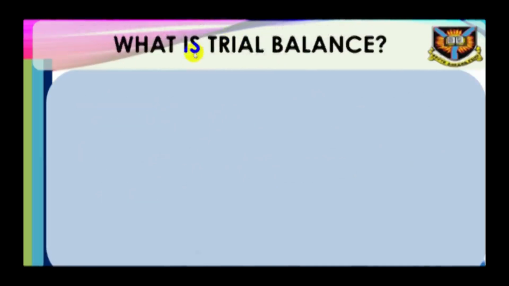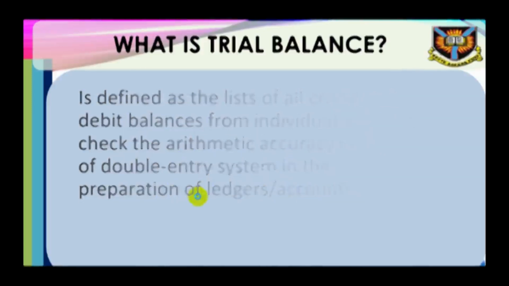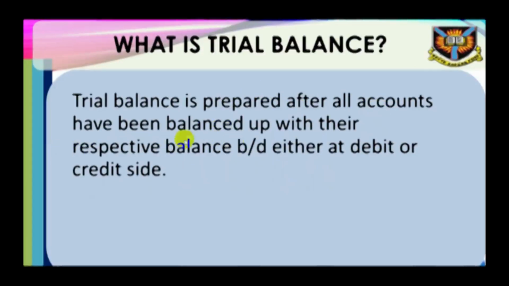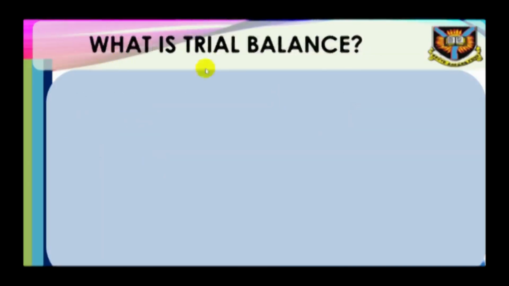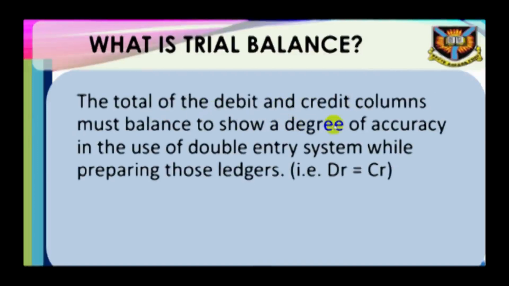What is trial balance? It is defined as the list of all credit and debit balances from individual ledgers to check the arithmetic accuracy in the use of double entry system in the preparation of ledger and accounts. Trial balance is prepared after all accounts have been balanced up with their respective balance brought down, either as debit or credit side. These balances are listed out and grouped into debit and credit columns. The total of debit and credit columns must balance to show a degree of accuracy in the use of double entry system while preparing those ledgers.